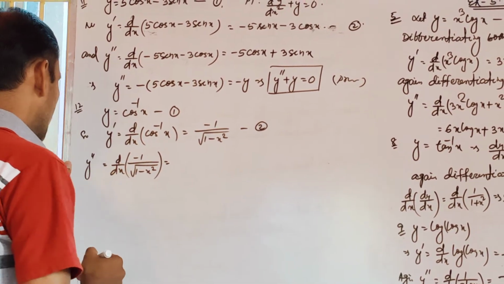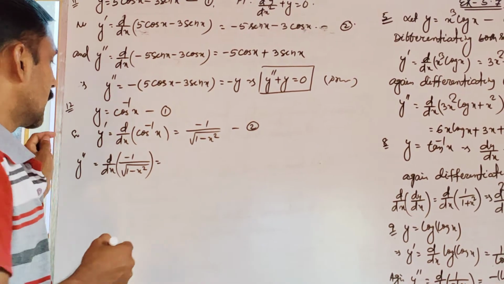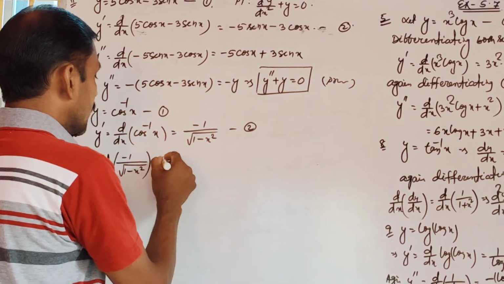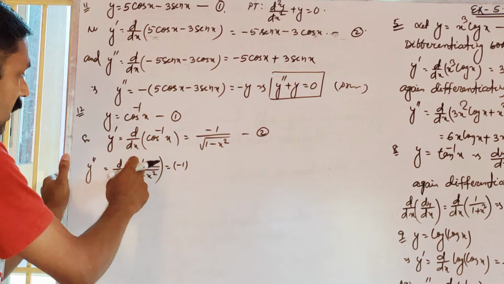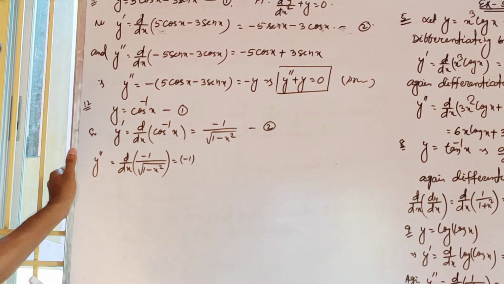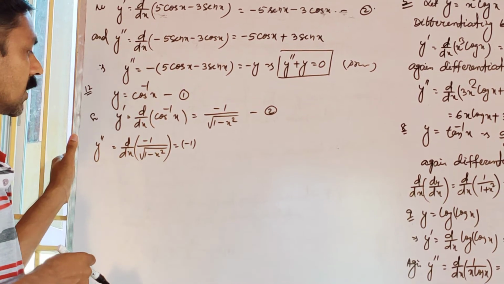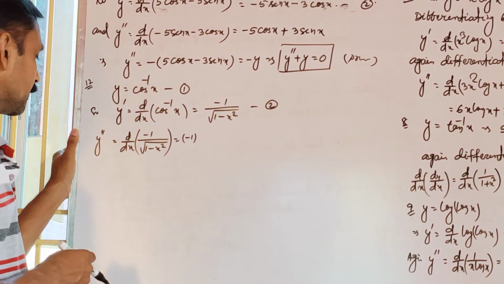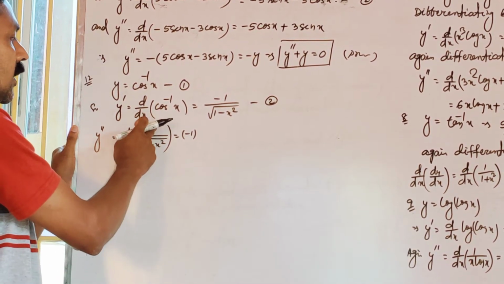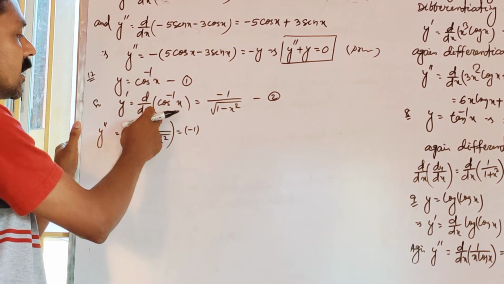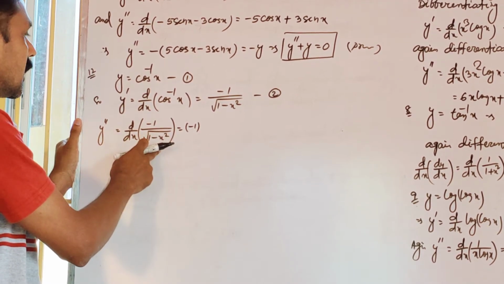So this equal to, now it is minus 1. It is what? Which form? It is in the form of, derivative of this, 0, quotient rule, root into this, minus.